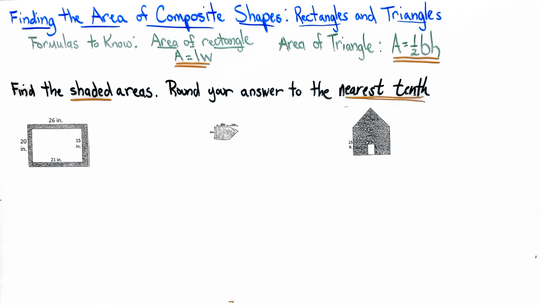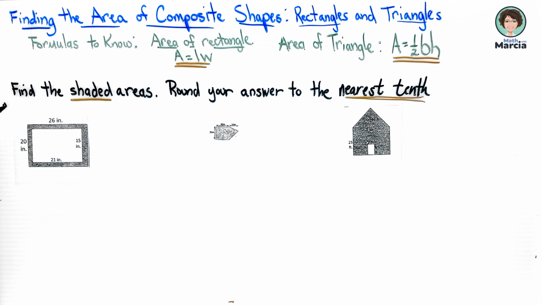Notice our directions say that we're going to find the shaded area. Notice I've marked my text. And when we're done in the end, we will definitely round our answers to the nearest tenth, if necessary. It might not be necessary. All right, so let's start with the first problem.